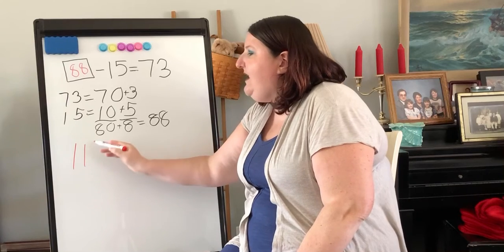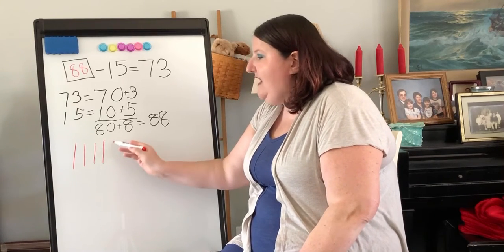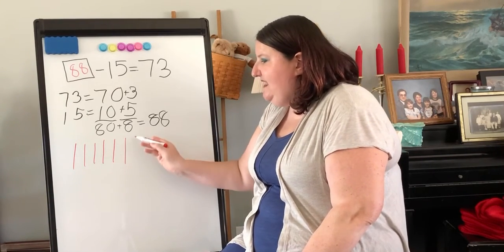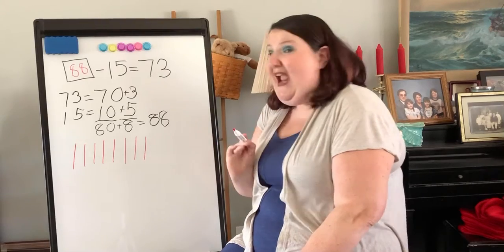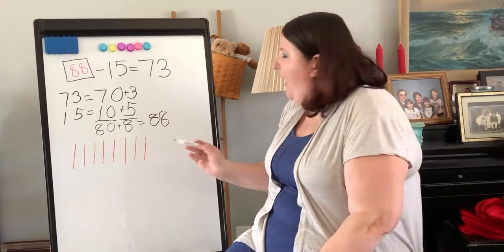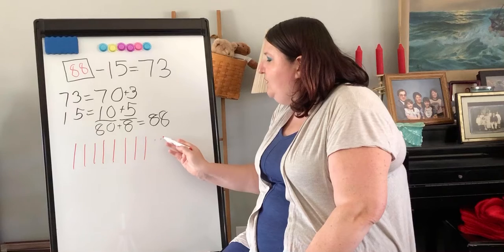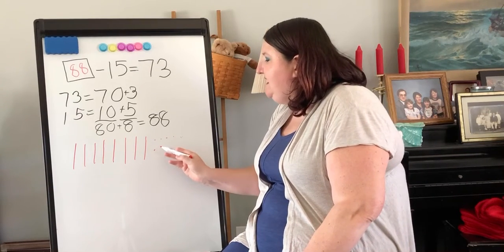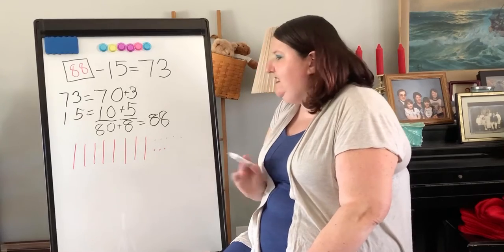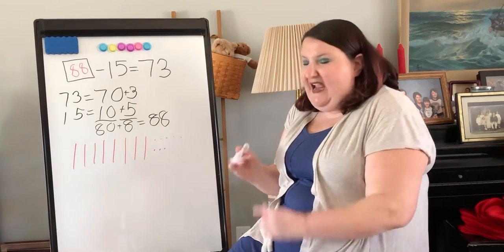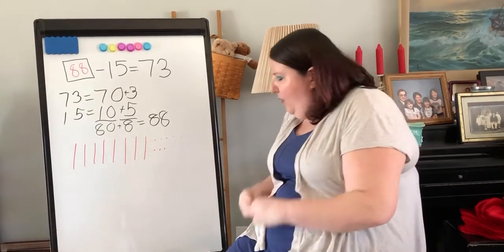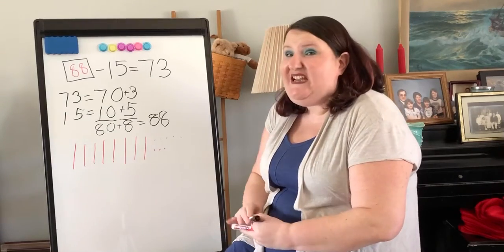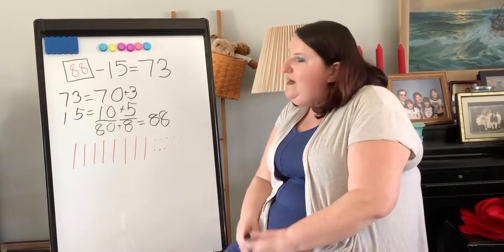10, 20, 30, 40, 50, 60, 70, 80. Now I need the 8 ones. 1, 2, 3, 4, 5, 6, 7, 8. This is 88.